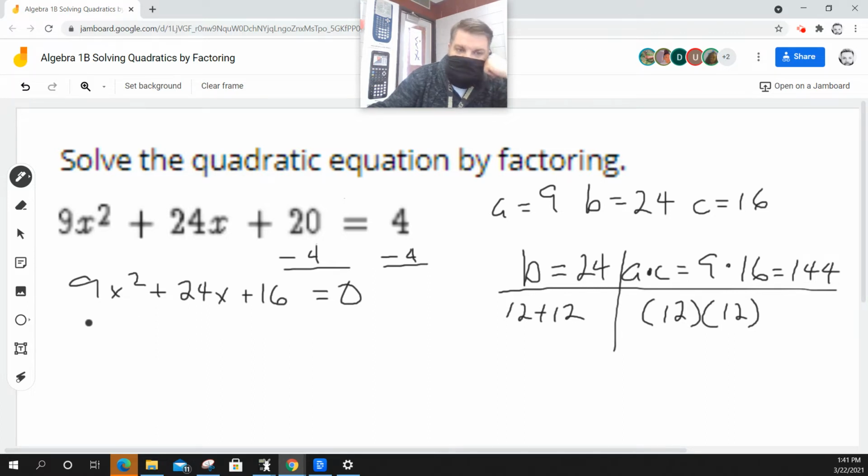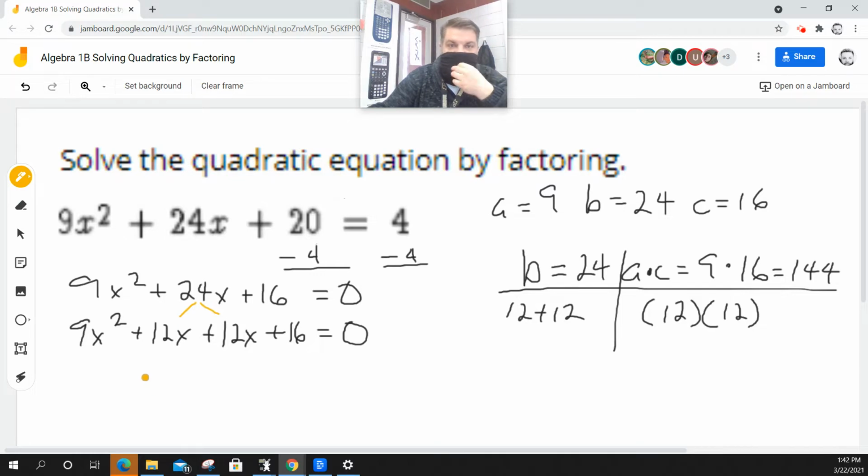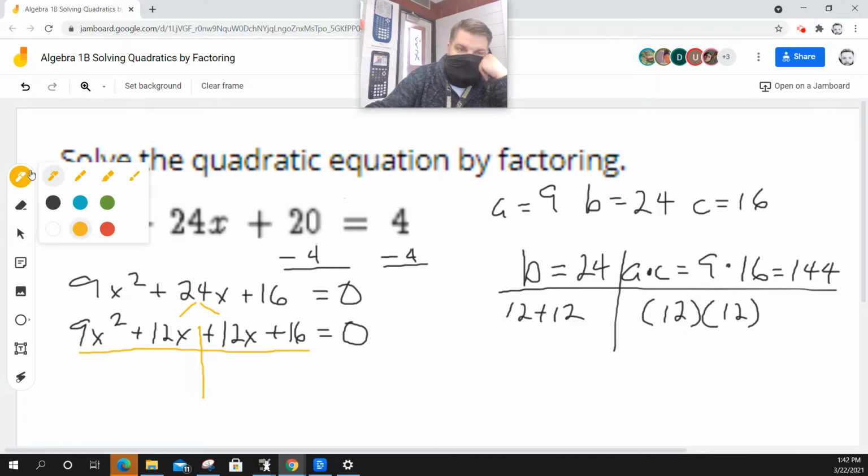So then I'm just going to rewrite this as 9x squared plus 12x plus 12x plus 16 equals 0. So what I'm doing is I'm taking this middle term of 24x and dividing it up into 12x plus 12x. The next step in this process is to see what I can factor out of the first two terms. 9 and 12 are both divisible by 3, and both terms have an x.